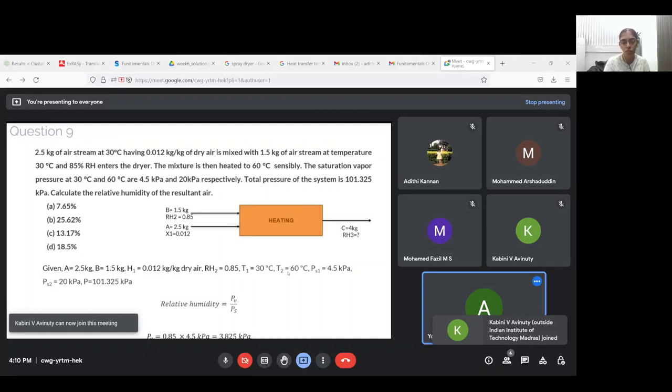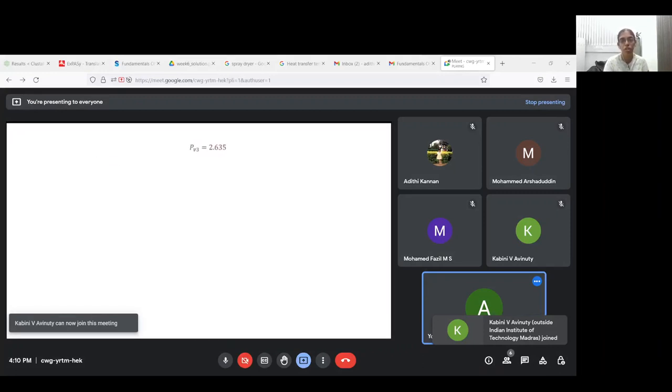So you will actually substitute 20 kilopascals there instead of 101.325. So RH3 will be 2.635 divided by 20, which will give you 0.137. So your RH will be 13.7%. So the answer to this question is option C. So any doubt on how to calculate your relative humidity from vapor pressure, and then from vapor pressure you will have to calculate humidity? In case you guys want me to repeat anything, I can repeat again as well. Just post it in the group chat.